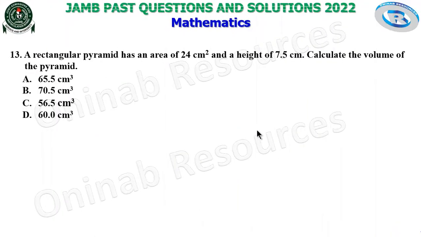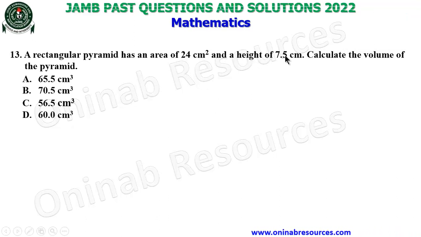For problem 13, a rectangular pyramid has a base area of 24 square centimeters and a height of 7.5 centimeters. Calculate the volume of the pyramid.